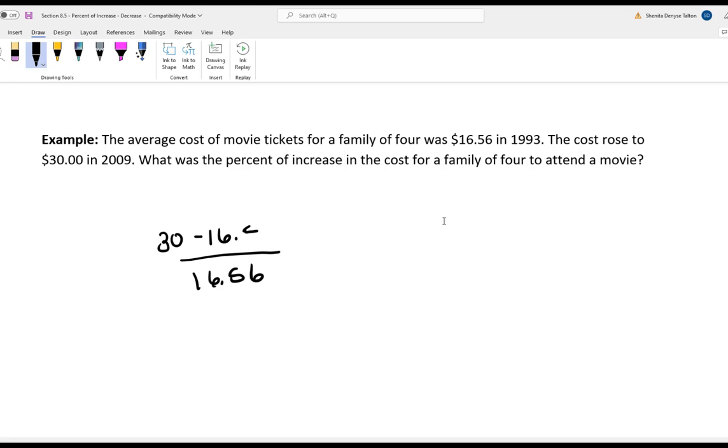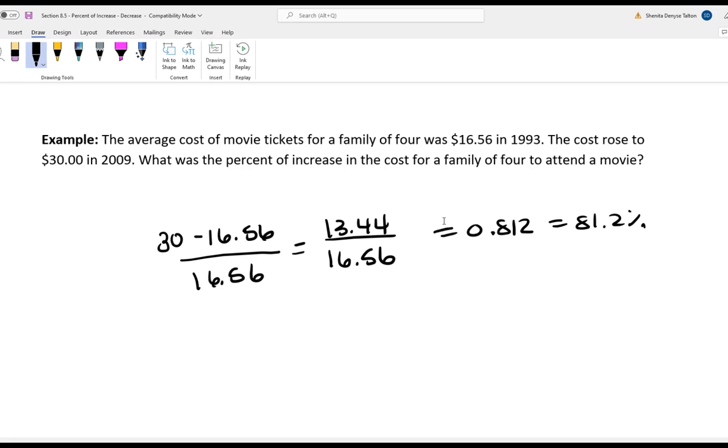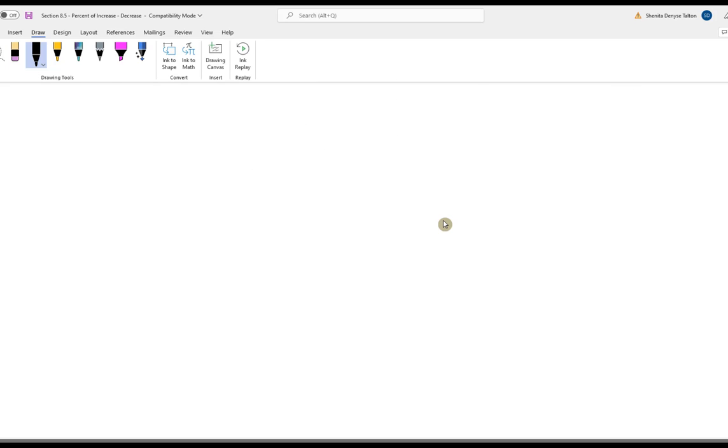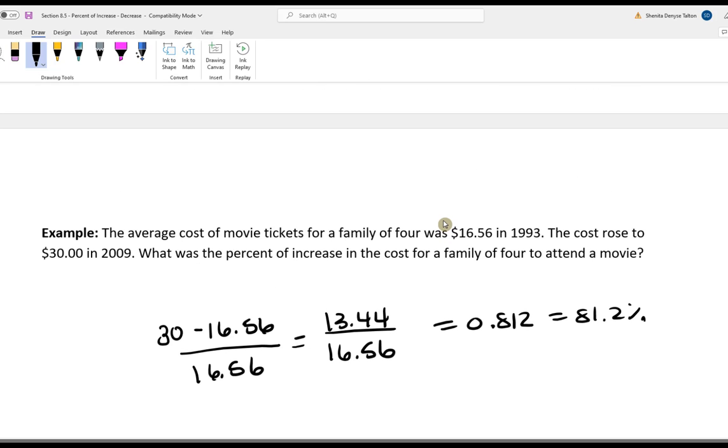We're going to take $16.56 and subtract it from 30. It's a $13.44 increase. We're going to divide that by $16.56. When I divide it out, I get 0.812, which is 81.2%. So there was an 81.2% increase in the cost for a movie for a family of 4.